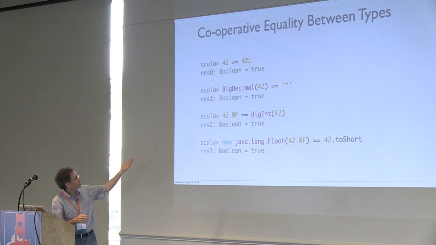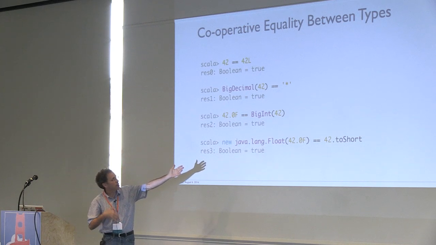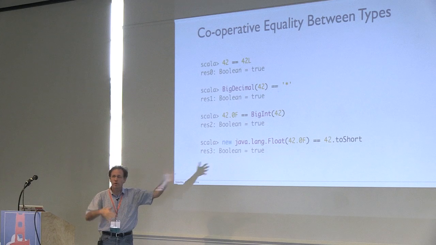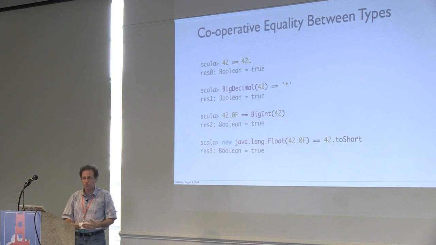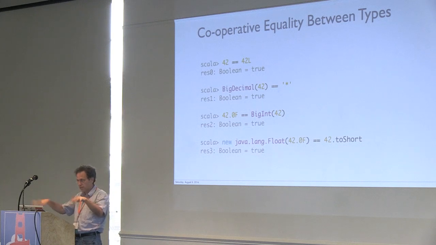So there's a lot of different ways to say it. And it even magically makes the wrapper types know about the other ones. It never calls the actual equals method on java.lang.Float. It just sort of magically fixes it.